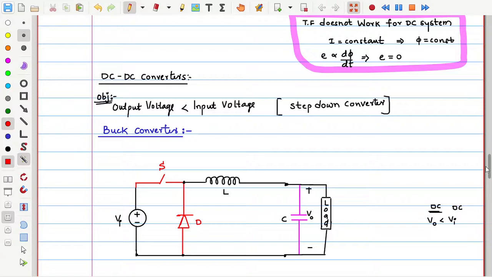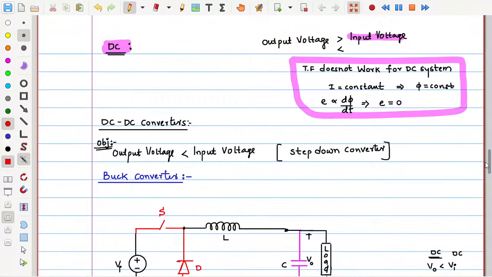Here, our main objective is to get the output voltage to be either greater than the input voltage or less than the input voltage. To achieve this objective, a transformer does not work, because we are in the DC system now. I need a DC output voltage from a DC input voltage, which is not possible with transformers. So we go with DC-DC converters, which means the input is DC and the output is also DC. I need to vary the output, so the output may be higher or lower than the input. Based on that feature, it may be a step down converter or a step up converter.